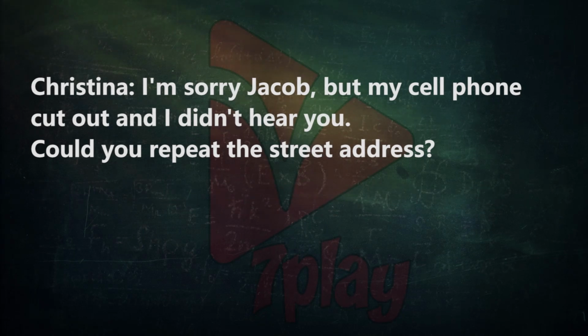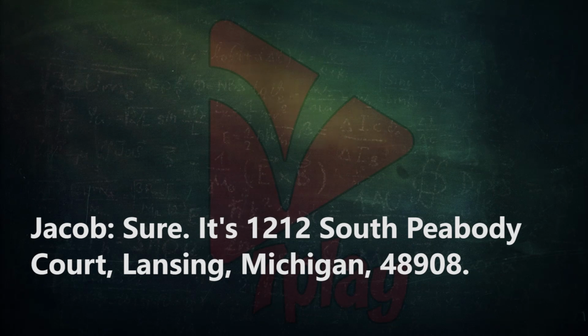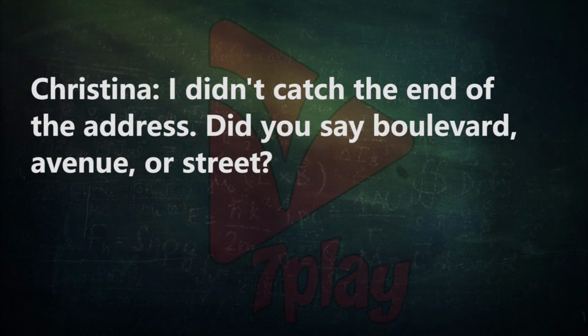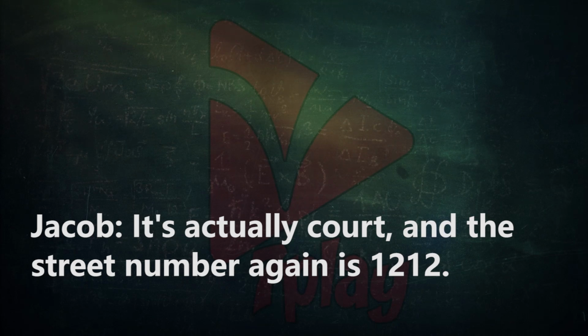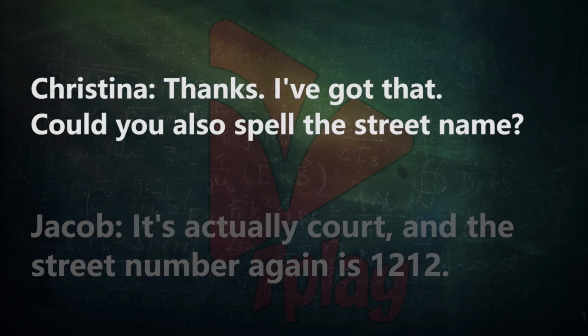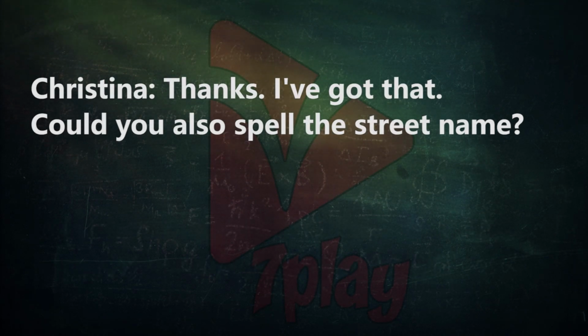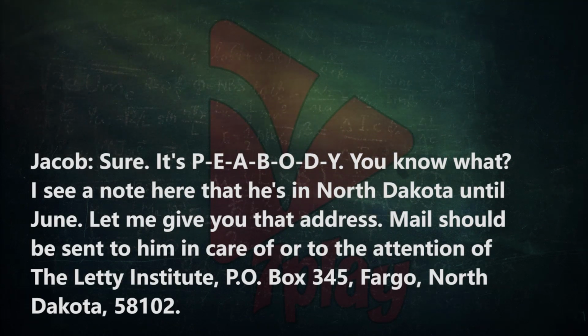I'm sorry, Jacob, but my cell phone cut out and I didn't hear you. Could you repeat the street address? Sure, it's 1212 South Peabody Court, Lansing, Michigan, 48908. I didn't catch the end of the address. Did you say boulevard, avenue, or street? It's actually court, and the street number, again, is 1212. Thanks. I've got that. Could you also spell the street name? Sure. It's Peabody.